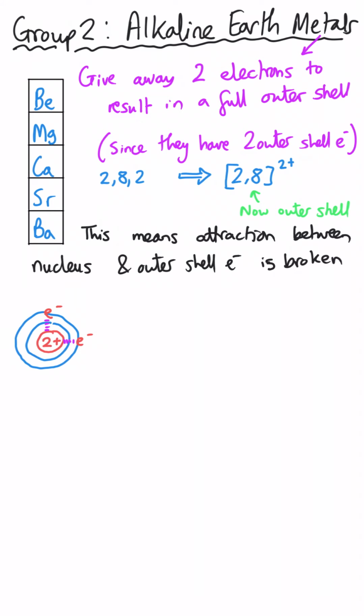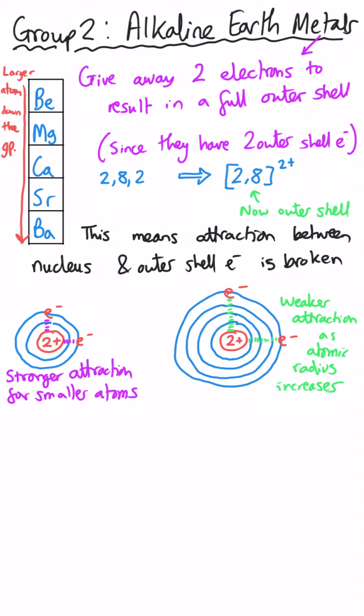Now, this attraction will decrease as the atom gets bigger. And that means that beryllium will be the least reactive group 2 element, magnesium slightly more reactive, calcium slightly more, etc., as we work our way down that group.